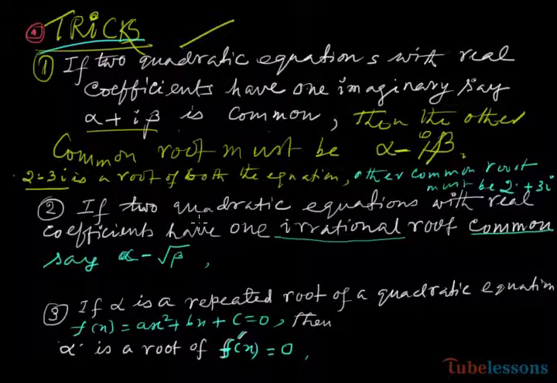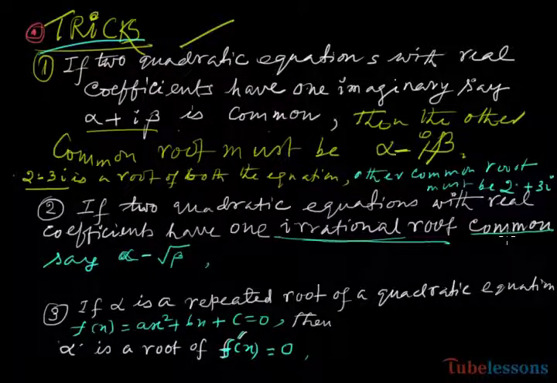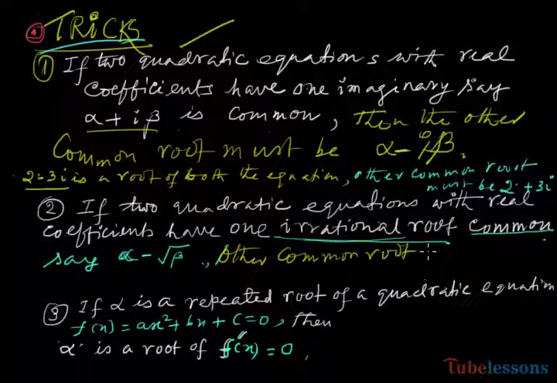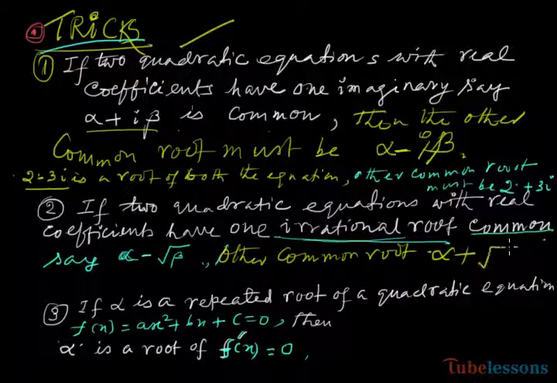If two quadratic equations with real coefficients have one irrational root that is common, say alpha minus root beta, then here also the other common root would be alpha plus root beta.